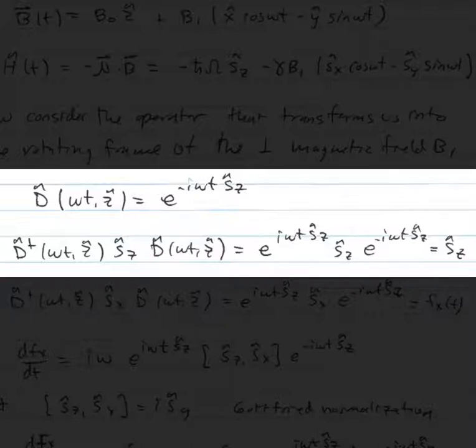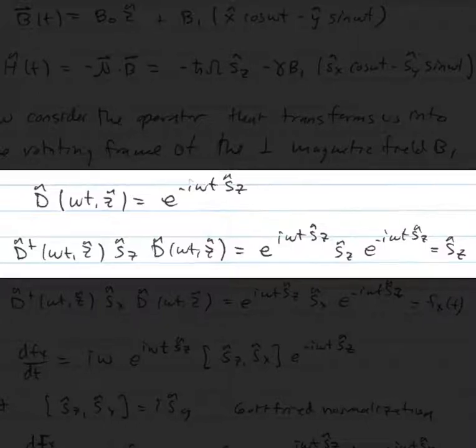So let's evaluate what this rotation does to the operator Sz. It means that we're going to have to multiply by a D dagger Sz times a D. That's easy to work out, e to the i omega t Sz, Sz, e to the minus i omega t Sz. We'll get the same thing for Sx and Sy. For Sz, because Sz commutes with Sz, that's just equal to Sz. This operator does nothing to the Sz operator, and that's not so surprising. If I'm rotating about the z-axis and I have something pointing along the z-axis, nothing happens to it.